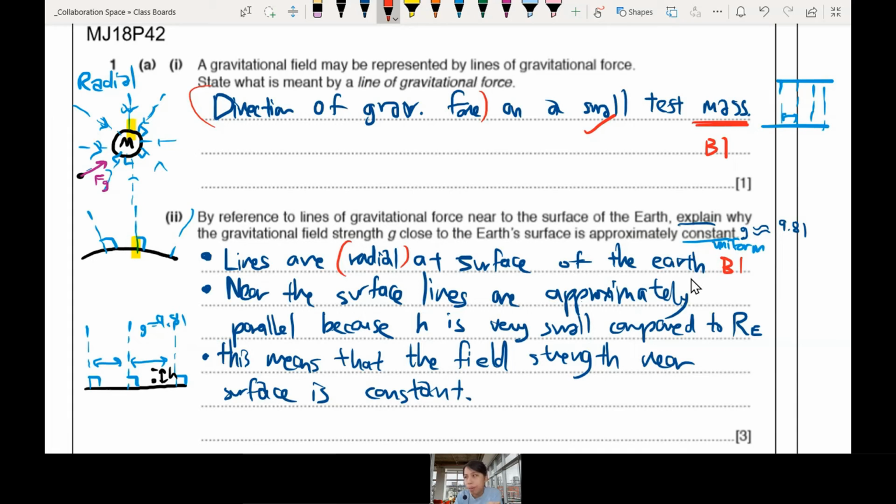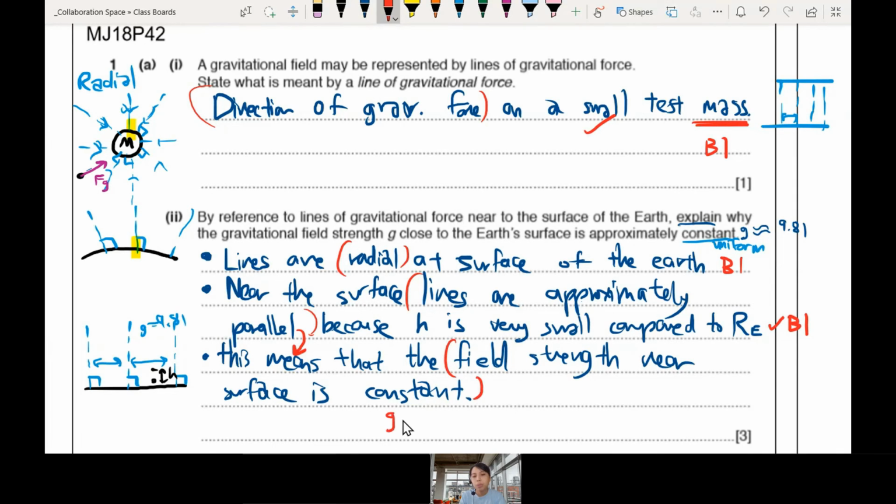Then you talk about lines being parallel. There are my lines, approximately parallel, because of the scale. How do you talk about scale? h is small compared to the radius of the Earth. This is B1. So what does parallel lines mean? This means that the field strength near the surface is constant.